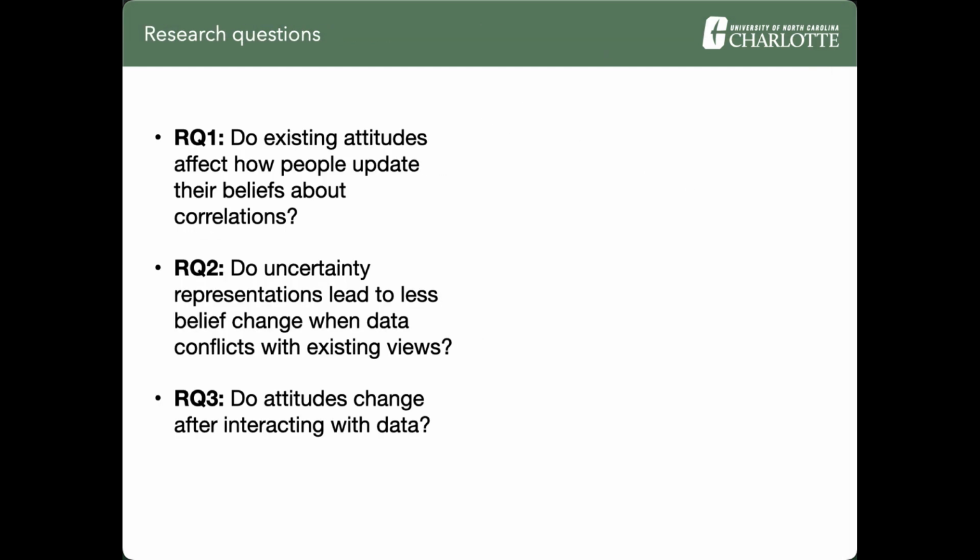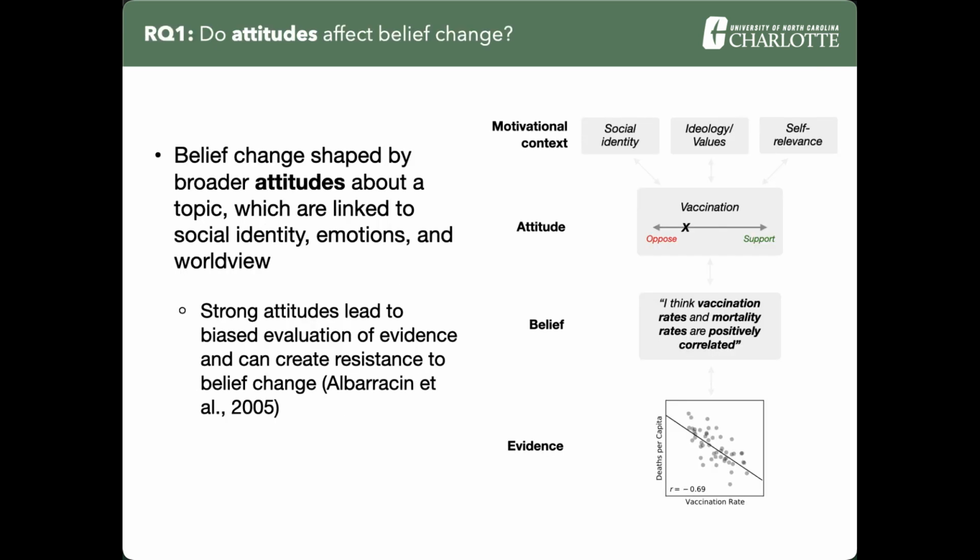The study was designed to answer three research questions. The first question was, how do existing attitudes affect whether or not people change their beliefs about these sorts of empirical relationships? This question is really informed by research on the psychology of persuasion, which has shown that the way that people evaluate evidence in a range of contexts is shaped by their broader attitudes about a topic. Strong attitudes can lead to biased evaluation of evidence or create resistance to belief change.